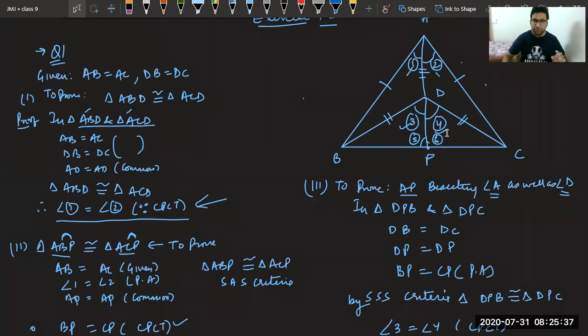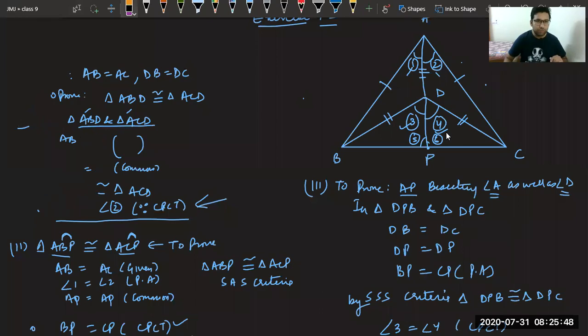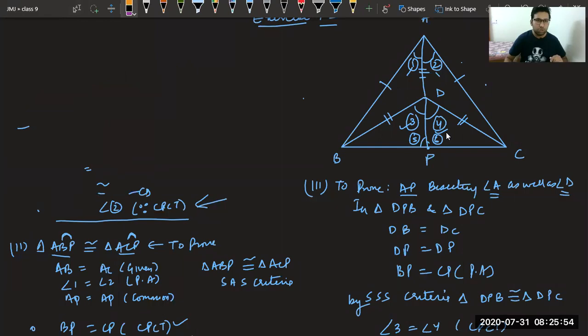Very good, Yuvika. Now see, shall I rub this side? One second, let me rub. Because I want the figure to be in front of me while solving the questions. This rubbing part I don't like. That is why I used to tell you people to rub on the board.